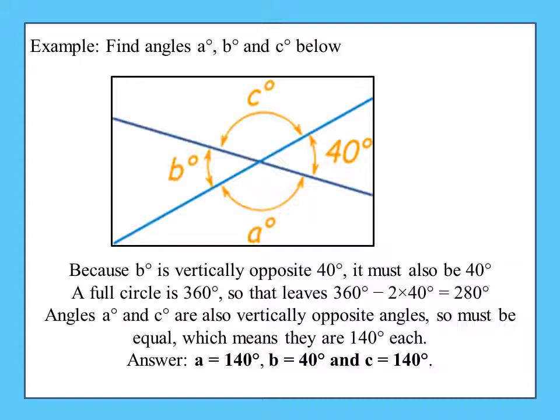Angles A degrees and C degrees are also vertically opposite angles. So, they must be equal, which means they are 140 degrees each. We got 140 degrees from 280 degrees divided by 2. Why? Because we have two angles which are A degrees and C degrees. So, the answer is A equals 140 degrees, B equals 40 degrees, and C equals 140 degrees.